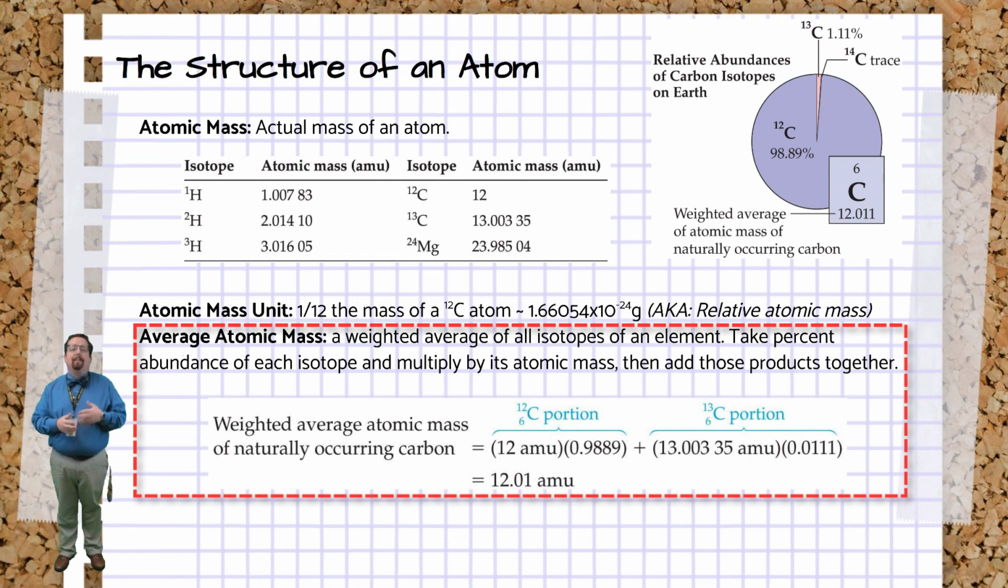To find this, you take the percent abundance, or natural abundance, of each isotope and multiply it by the isotope's respective mass. Then add all of those products together. For example, carbon-12 makes up 98.89% of all carbon atoms, and carbon-13 makes up 1.11%. Multiply each of those by carbon-12's and carbon-13's atomic masses respectively, then add those 2 products up. This gets you 12.01, the average atomic mass and the mass that's reported on the periodic table.